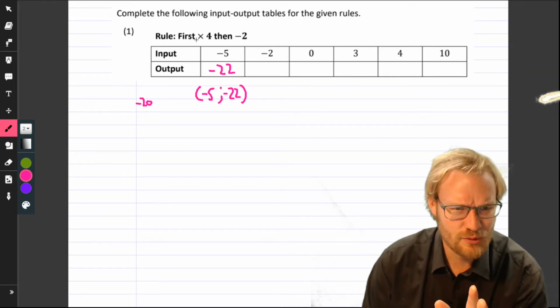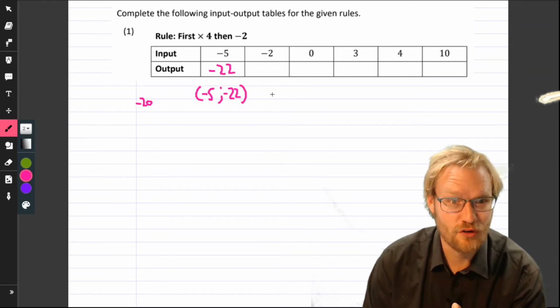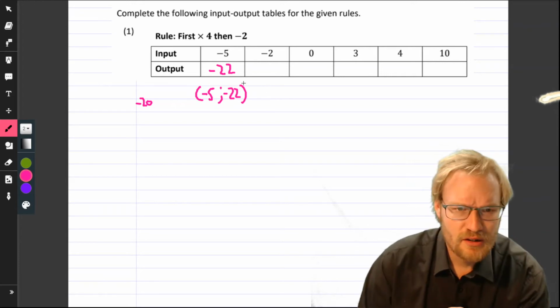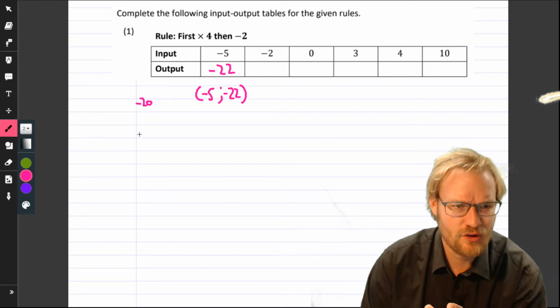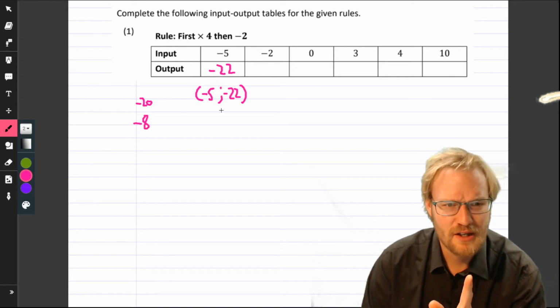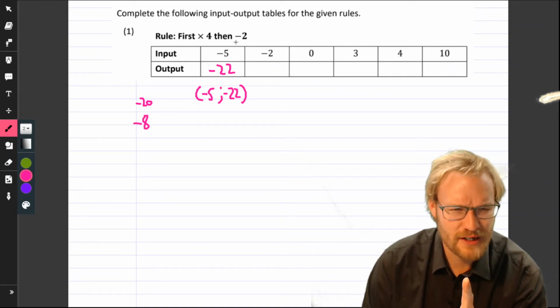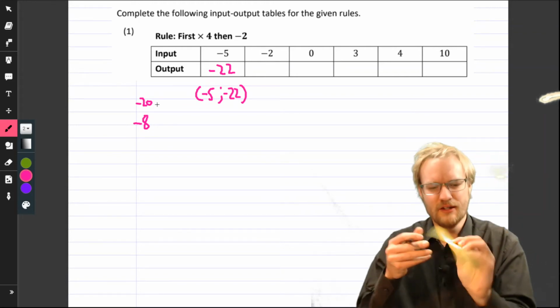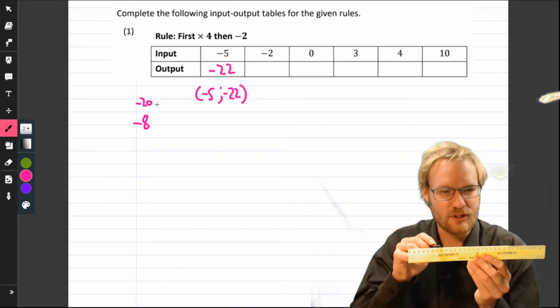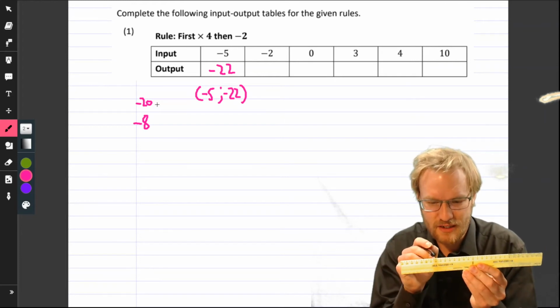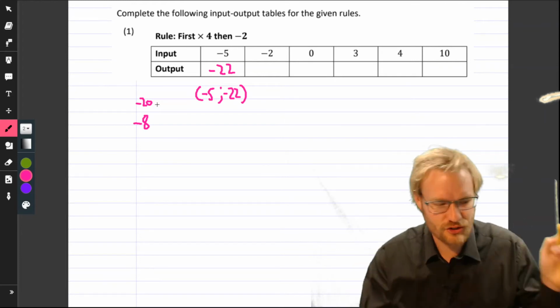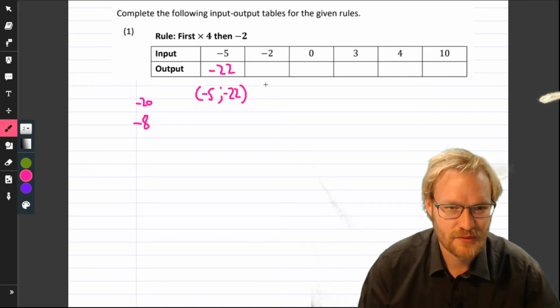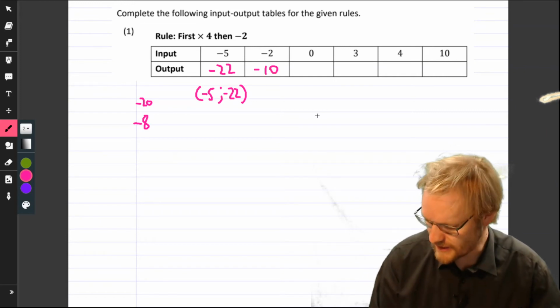Same idea, same rule: input, output, coordinate form. So we've got -2. First multiply by 4. So -2 times 4 is -8. Then we're going to subtract 2. Now it really actually does help. We've got -8 here, and we're subtracting 2, so we're going left, and we get down to -10. So therefore -10 is our answer there.